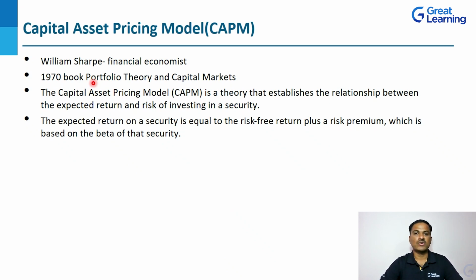Basically, the capital asset pricing model is a theory that establishes the relationship between the expected return and the risk of investing in a security. So what is the return to be expected and what is the risk embedded in a particular financial instrument? The expected return on a security is equal to the risk-free return plus a risk premium, which is based on the beta of that particular security. So the capital asset pricing model helps us understand how much return we should expect for a given level of risk in a financial security.